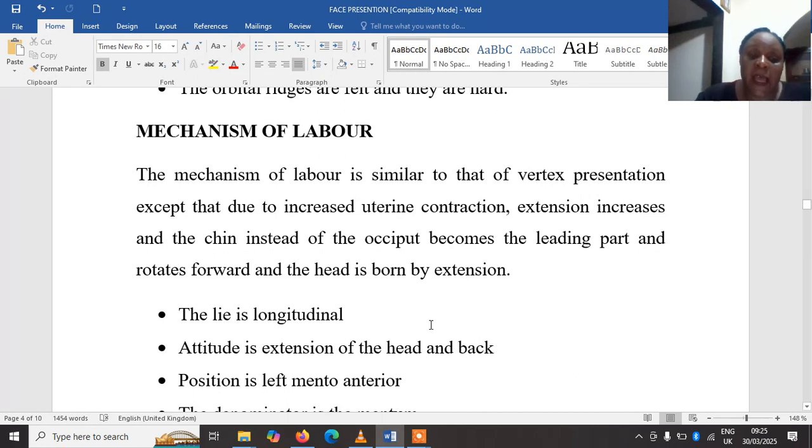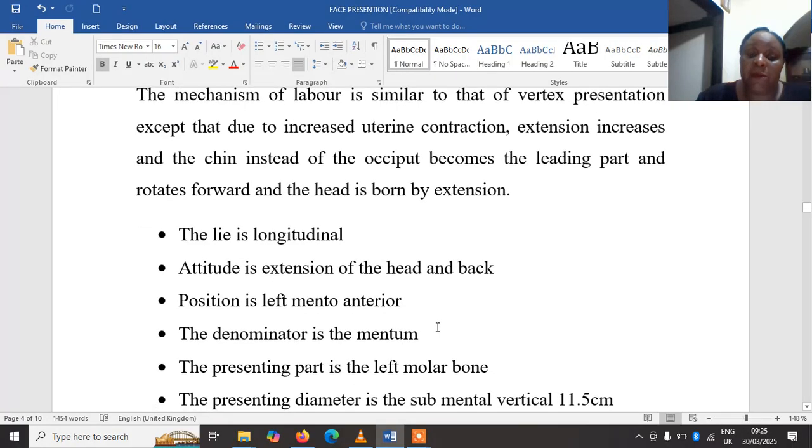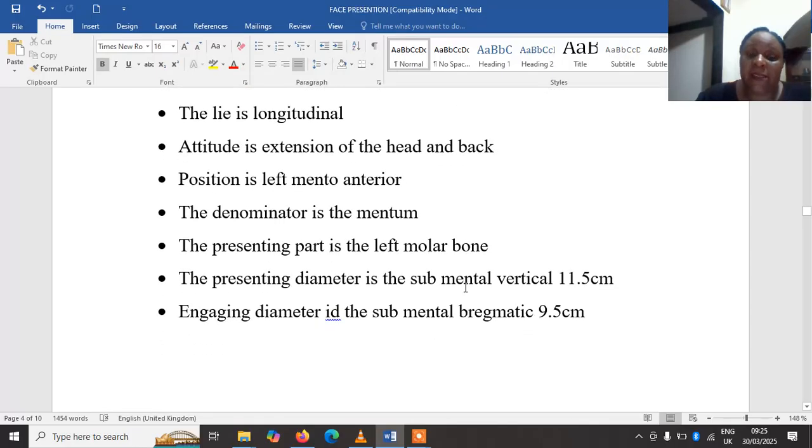So in this case, the lie is longitudinal, the attitude is extension, the position is left or right mental anterior, which is the commonest we shall talk about. The denominator is the mentum, and the presenting part is the left molar bone. The presenting diameter is the submental vertical, which is 11.5, but as contractions continue and more extension occurs, it will be the submental bregmatic, which is 9.5, which will engage.